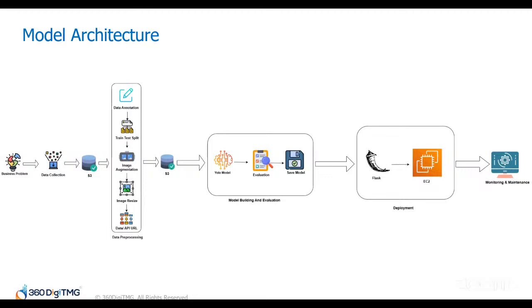Now let us see about the data pre-processing. Data pre-processing is a critical stage in the workflow of the project. It involves data cleaning, resizing the images, augmenting them for better generalization, and labeling them correctly.